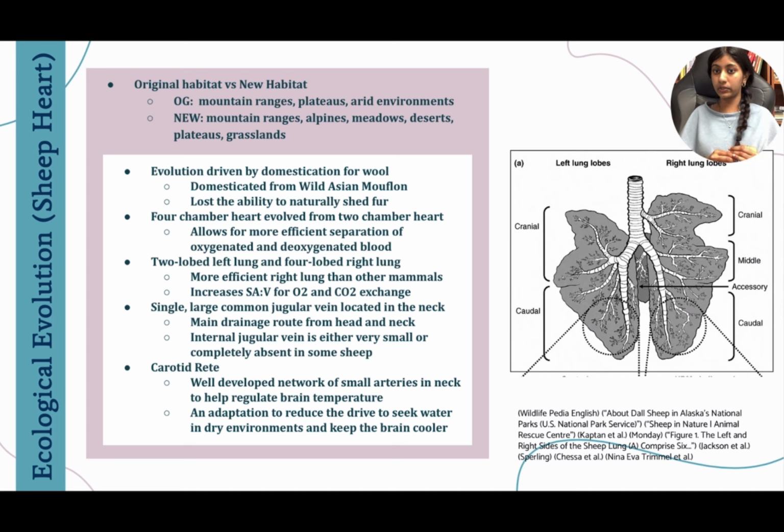Lastly, they have the carotid rete, which is actually a developed network of small arteries in the neck which can help regulate brain temperature. This is so important for the sheeps because, as mentioned earlier, they can be found in drier environments such as deserts. And so this carotid rete can actually help keep their brain cooler in these humid and dry environments.